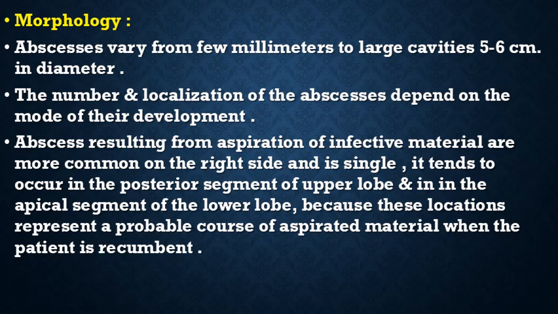The abscesses that result from aspiration of infected material are more common on the right side and are single, and tend to occur in the posterior segment of the upper lobe, or in the apical segment of the lower lobe. The anatomical situation of the abscess is important to know. So the most common site is the right side, single, in the posterior segment of the upper lobe or in the apical segment of the lower lobe, because these locations represent the probable course of aspirated material when the patient is recumbent, meaning lying down.